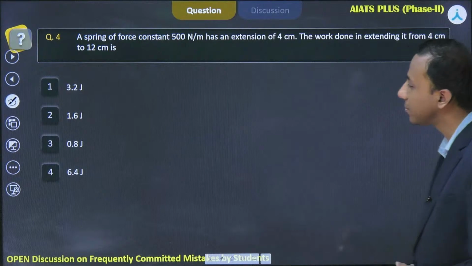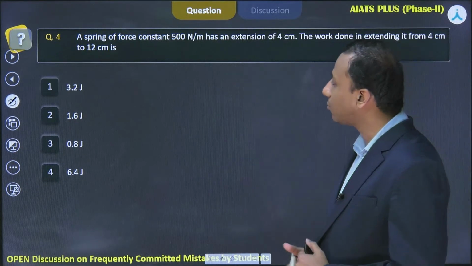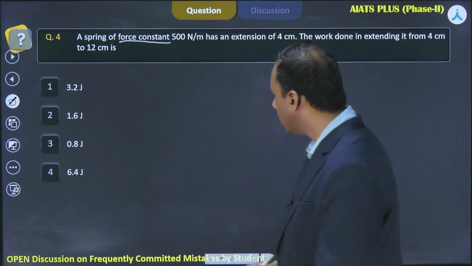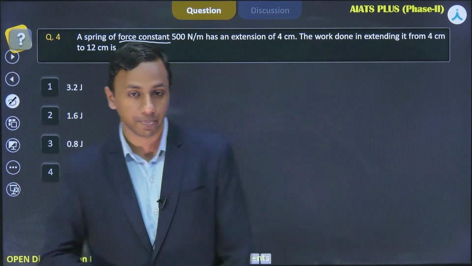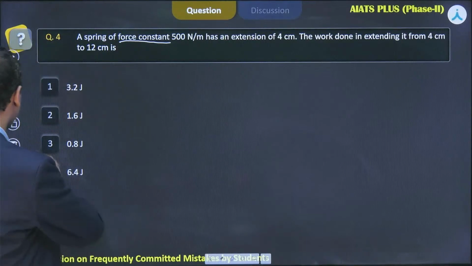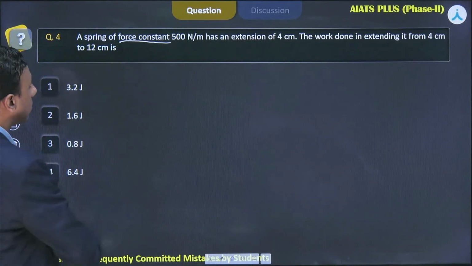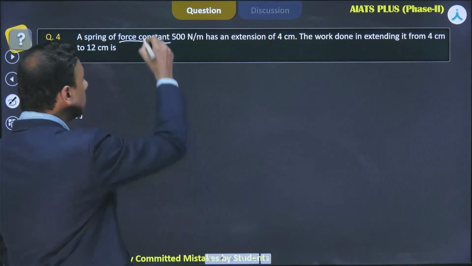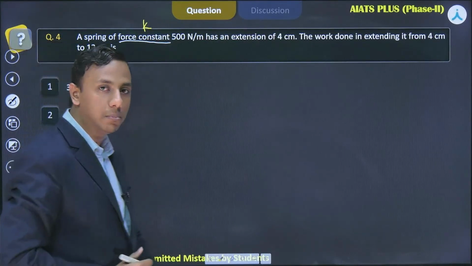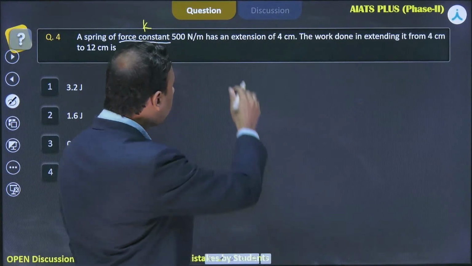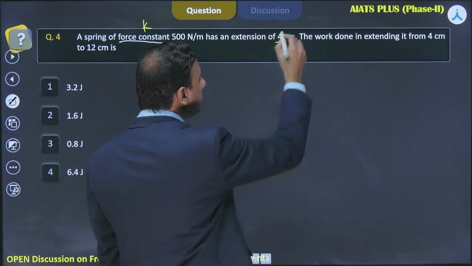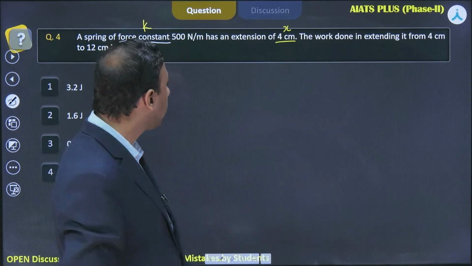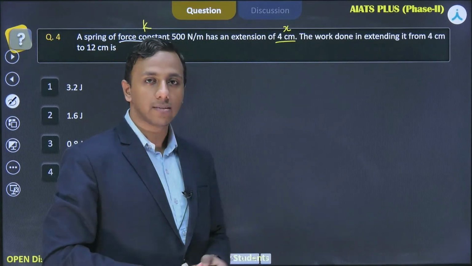Read the question. A spring of force constant 500 Newton per meter has an extension of 4 centimeter. So force constant implies your K. The moment you read the question, this symbol has to pop up in your mind. And extension means the symbol X that we generally use. So initially the extension is 4 centimeter.